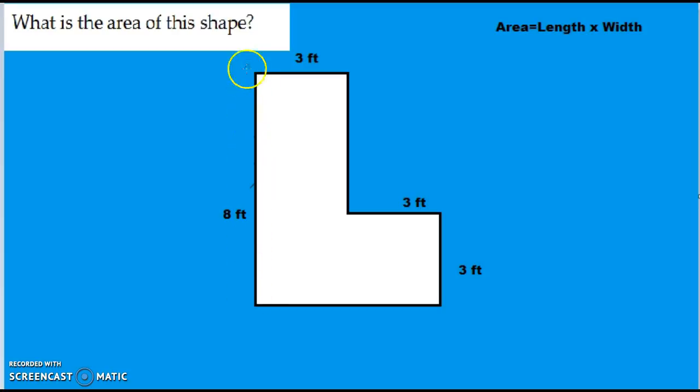This is 8 feet, 3 feet. This side has a missing label, 3 feet, 3 feet, and this side has a missing label. So to find what this side is, we're going to look for other pieces that go in the same direction. So if I look over here, this is 8 feet and this is 3 feet.